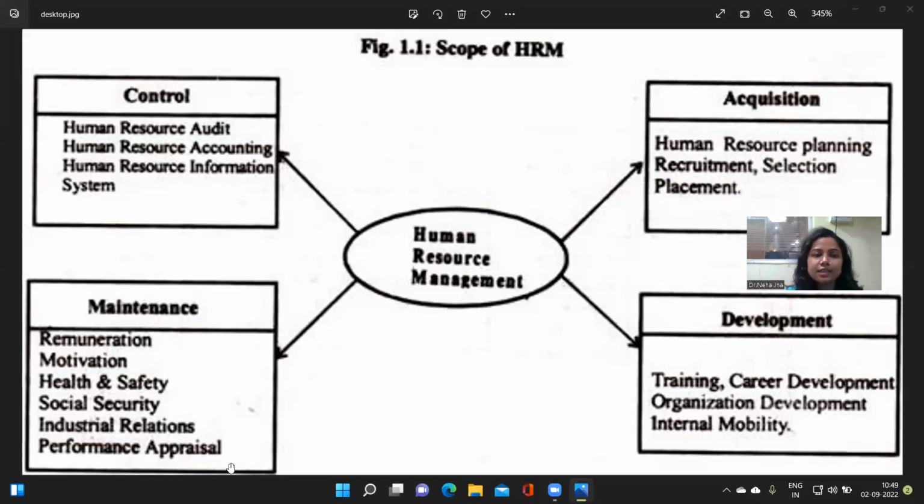Fine. And the last process involved is control, right? Means everything is done, acquisition is done, development is done. Now we will be talking about how we are controlling. In controlling, as you can see from the diagram, the first one is HR audit.